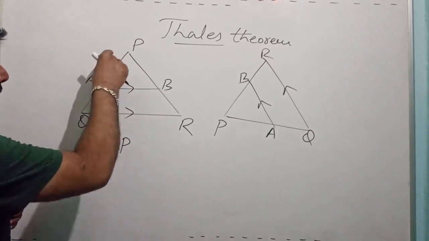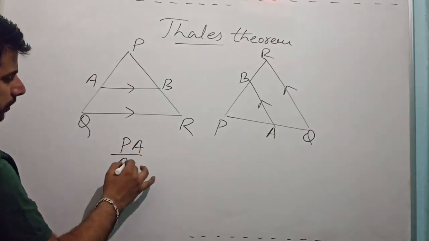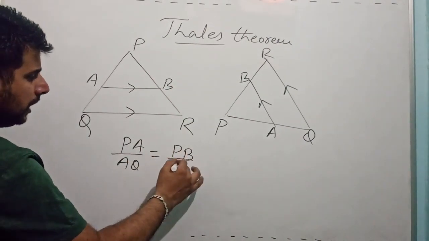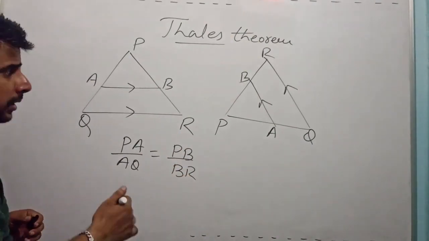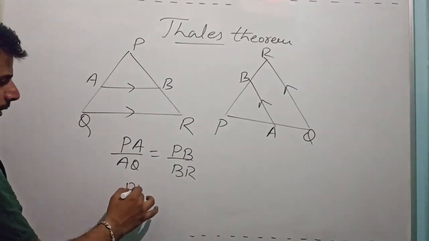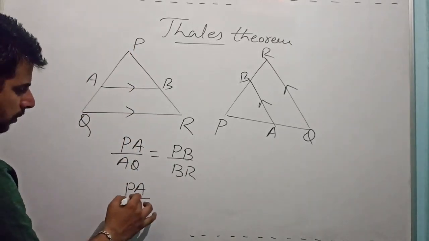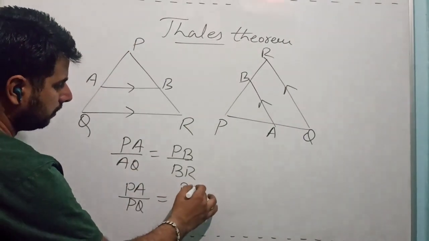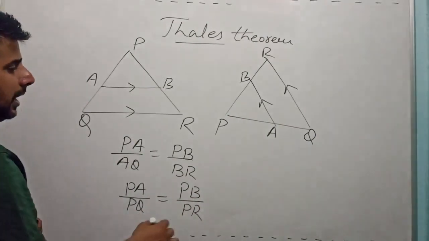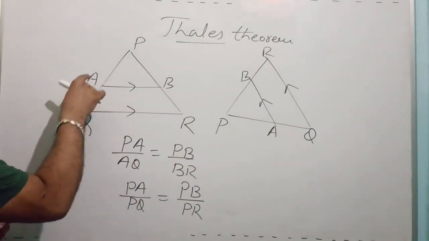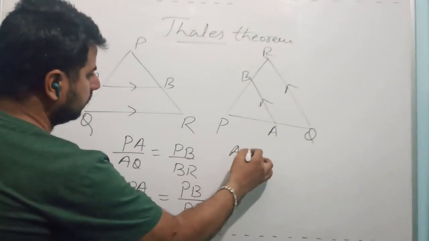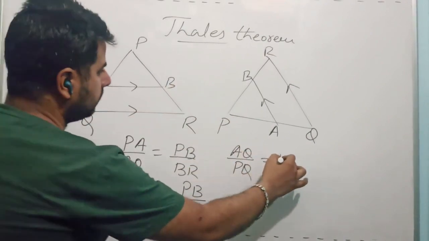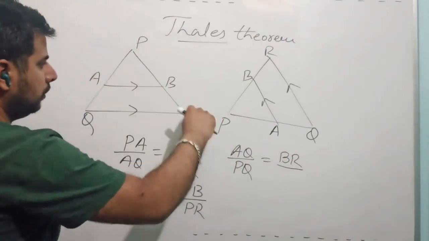The first ratio will be tukda upon tukda, that is PA upon AQ, will be equal to tukda upon tukda, that is PB upon BR. What is the second one? Tukda upon pura, that is PA upon PQ, is equal to tukda upon pura, that is PB upon PR. And the last one is lower tukda upon pura, similarly lower tukda, that is BR, upon pura, that is PR.